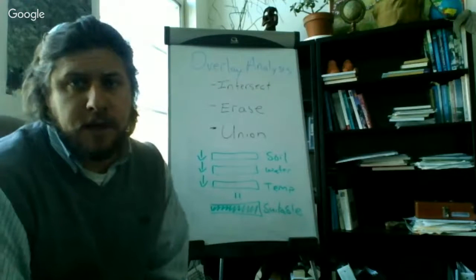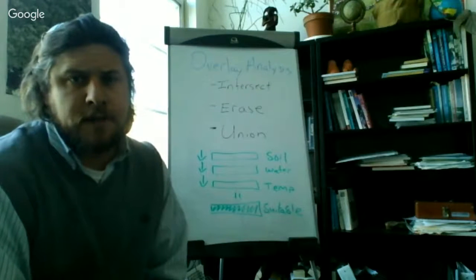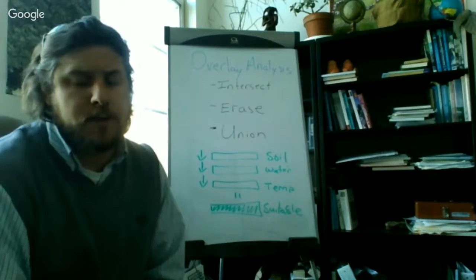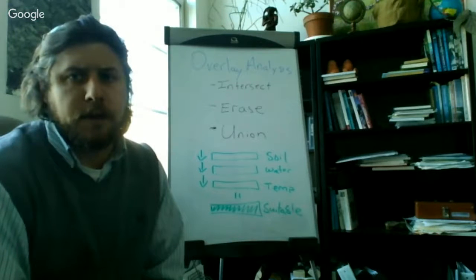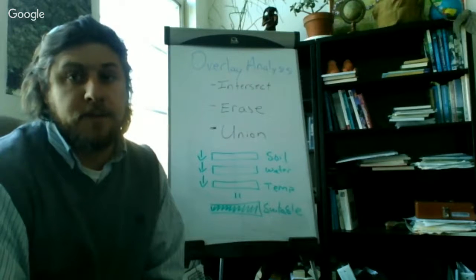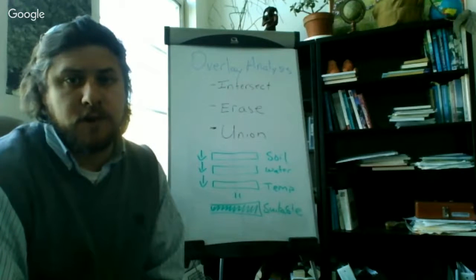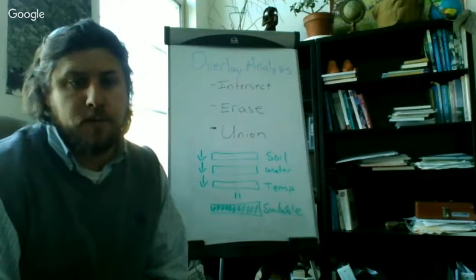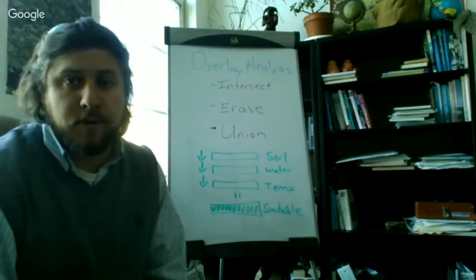What I want to talk about today is some conceptual basics for doing overlay analyses in the GIS. One of the really powerful things that a GIS does is it allows us to take different layers or different pieces of geographic information and overlay them together to create maps that would be much more difficult if we were dealing with just paper maps.